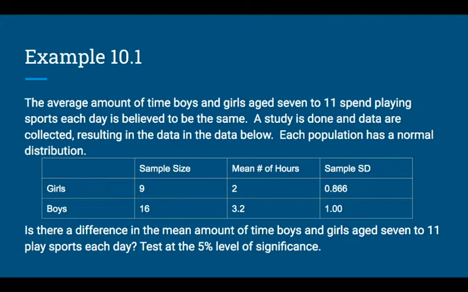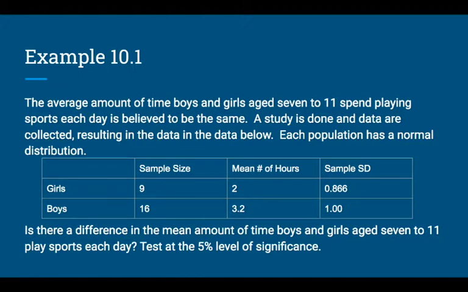For our first example, the average amount of time boys and girls aged 7 to 11 spend playing sports each day is believed to be the same. A study is done and data are collected, resulting in the data below. Each population has a normal distribution, so our samples are not real big, okay, so it's important that they're telling us that the population is normally distributed. That's good. So you can see the numbers in the table there.